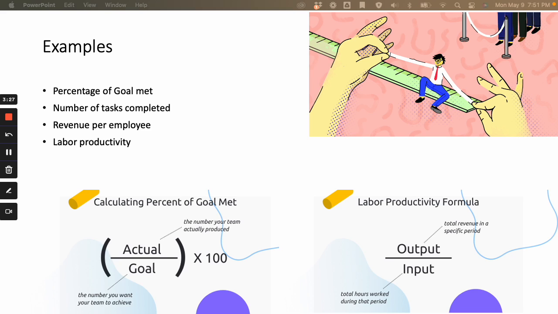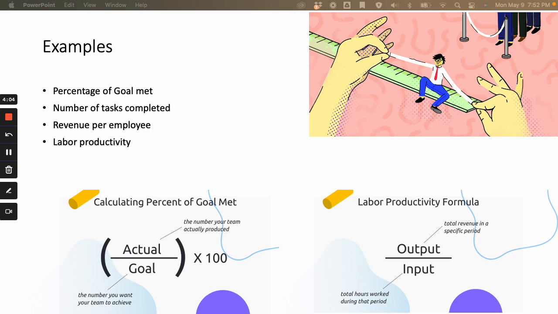Another example is the labor productivity formula. According to the labor productivity formula, productivity equals total output divided by total input. For example, let's say your business generates 100,000 pesos in revenues a month with an input of 1,500 working hours. In that case, your productivity would be 100,000 pesos divided by 1,500 hours, or 66 pesos per hour.